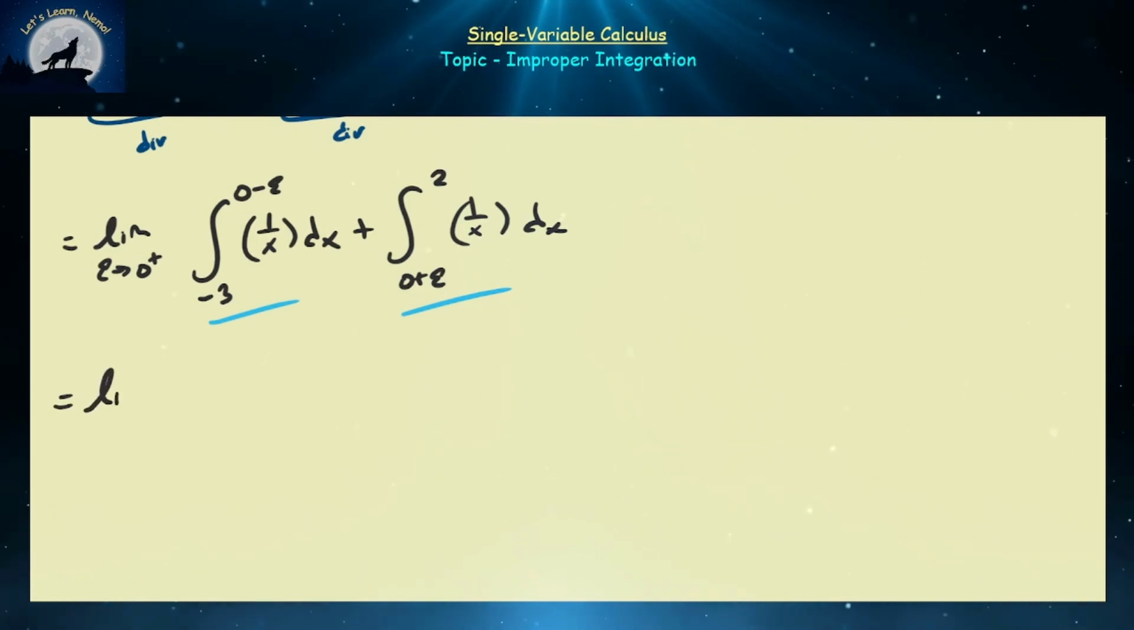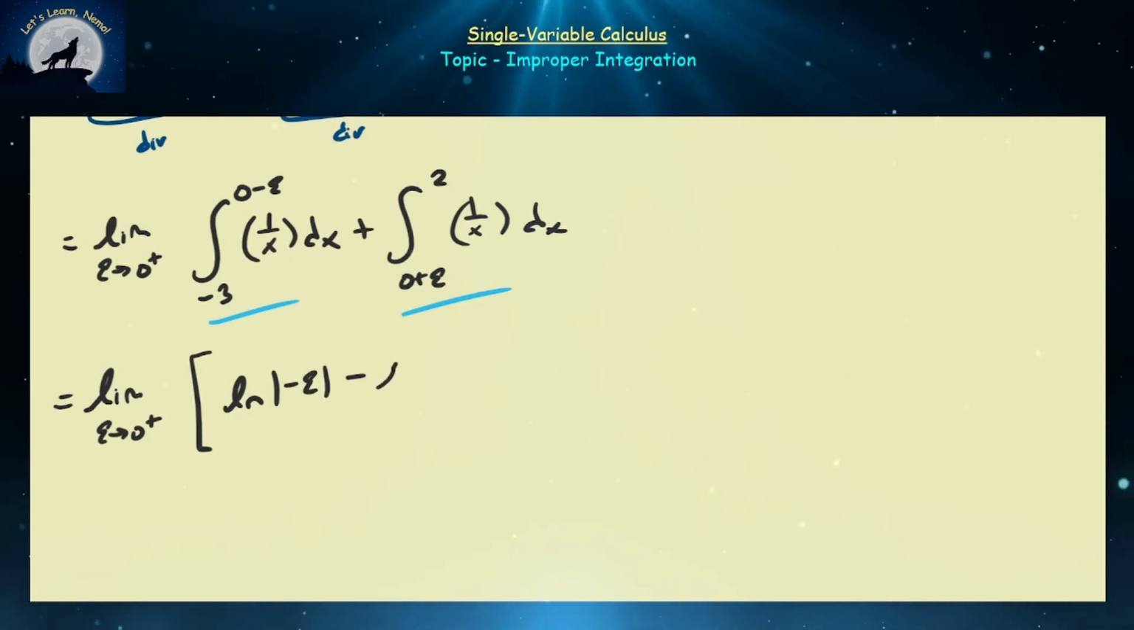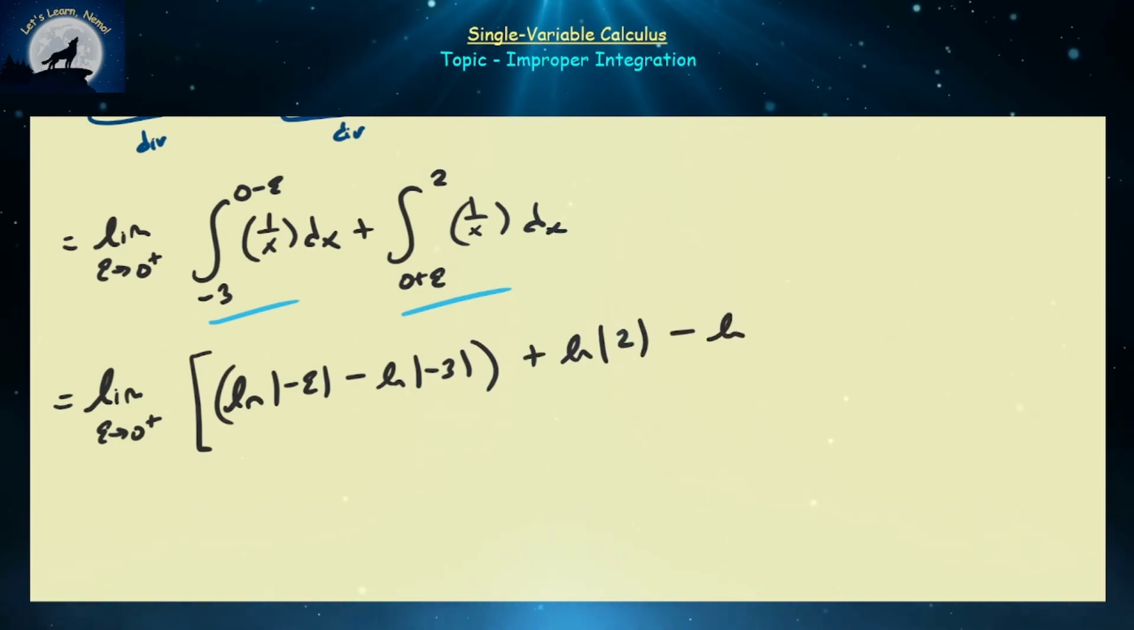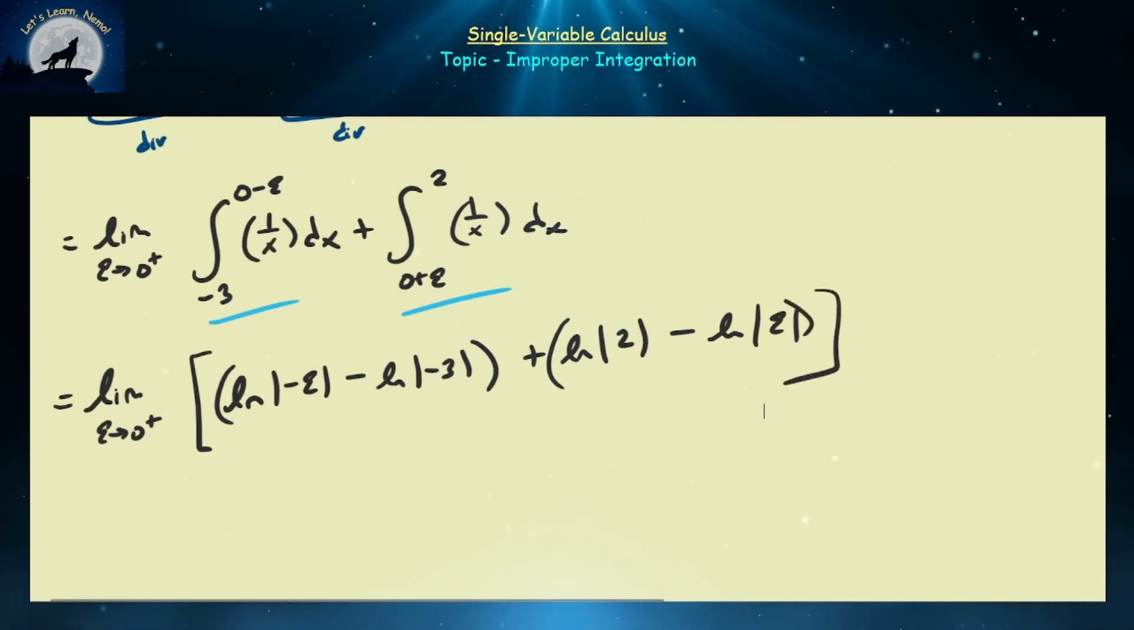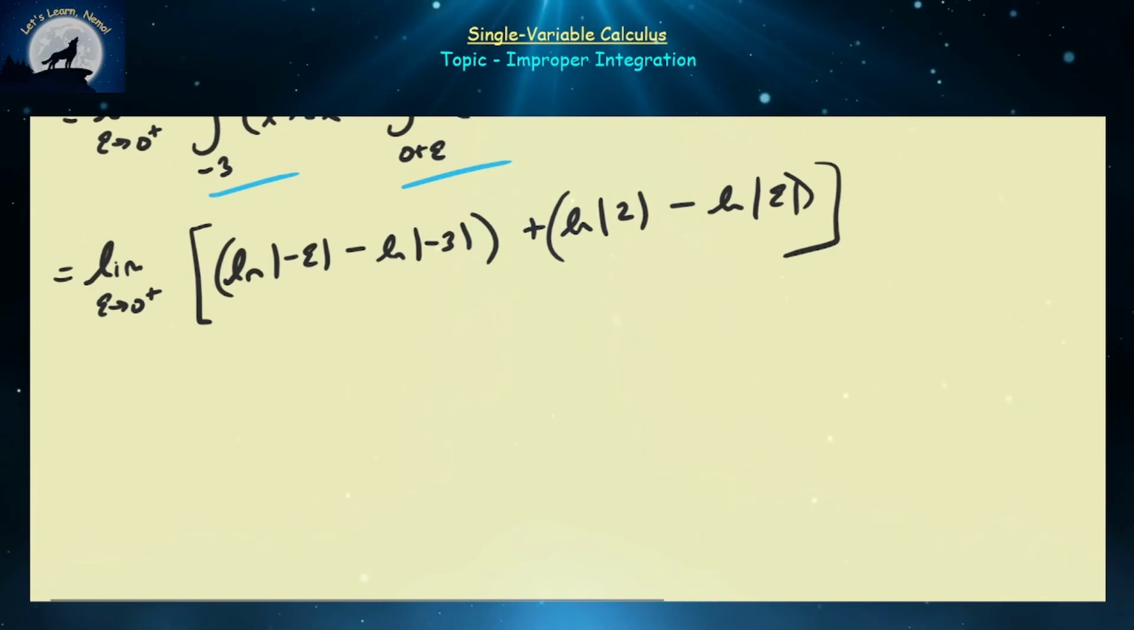So this is going to be equal to the limit as epsilon approaches 0 from the right of what? So the antiderivative of 1 over x is going to be the natural log of the absolute value of x. So we're going to have the natural log of the absolute value of minus epsilon minus the natural log of the absolute value of negative 3. So that's going to be our first. And then we're going to have the natural log of the absolute value of 2 minus the natural log of epsilon. So that's going to be our second integral. And let's just take our absolute values of our interiors and see what happens here.